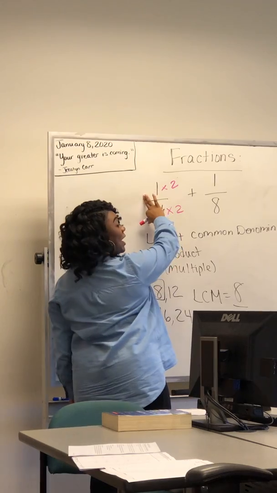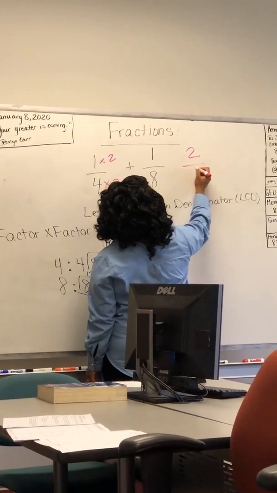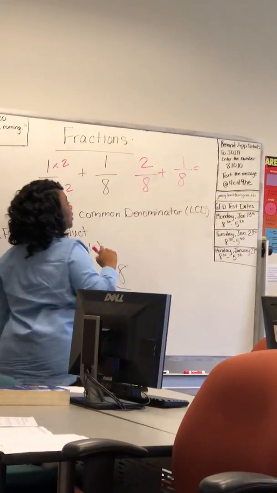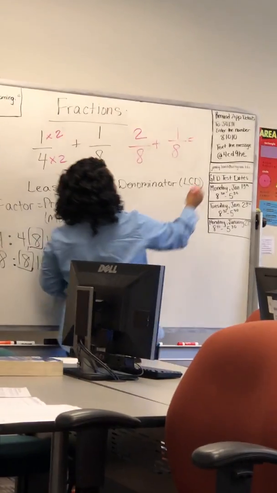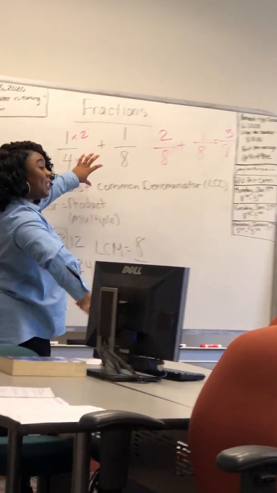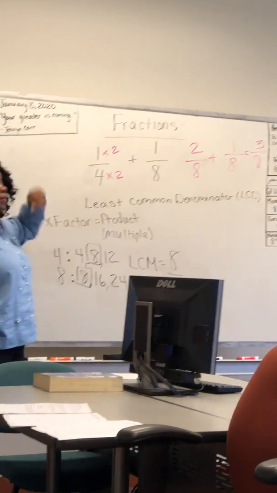Yes, so we're going to rewrite this whole fraction. So we're going to have 2 over 8 plus 1 over 8. What's 2 plus 1? 3. And my denominator is? 8. I can leave it as that now, and I could add because my denominators match. They both were 8, so it worked perfectly.